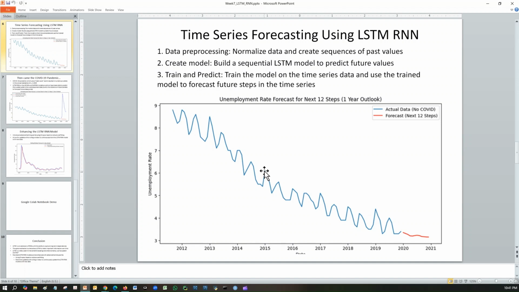What we see here, the blue line, is the actual data that is used for training to predict the red line, which is 12 time steps going out to the end of 2021. The data is monthly, so every time step is 1 month. It's a monthly data set that we're looking at.